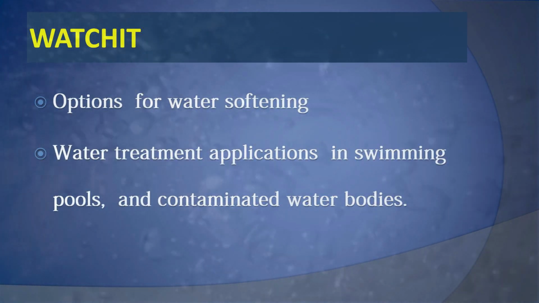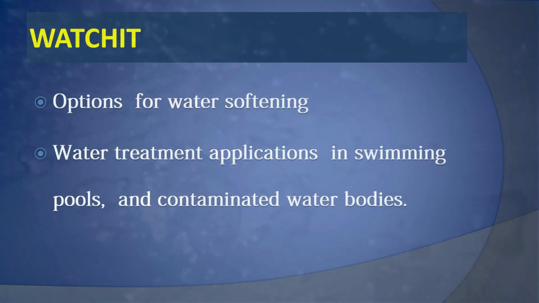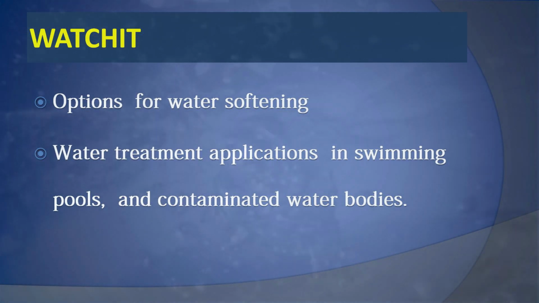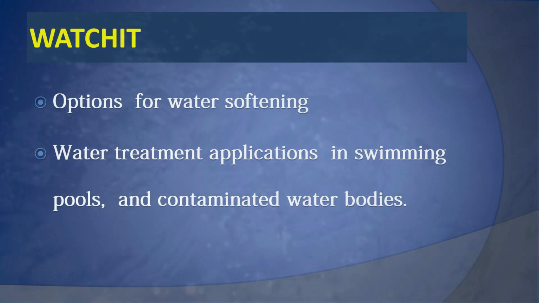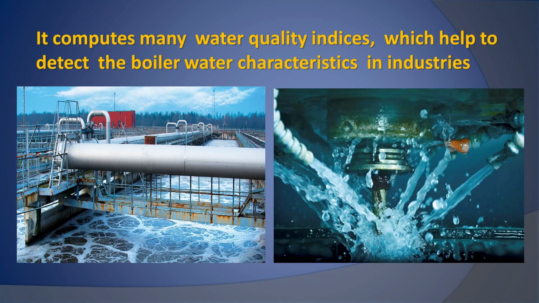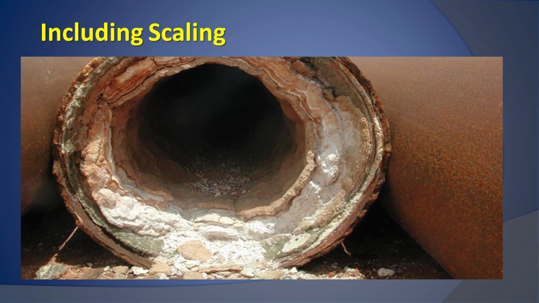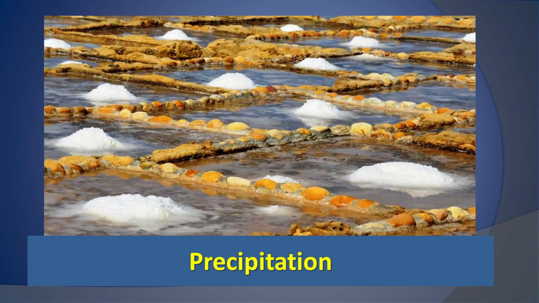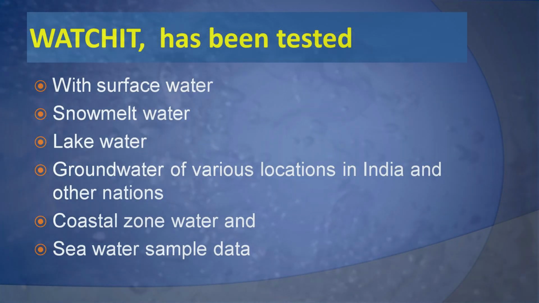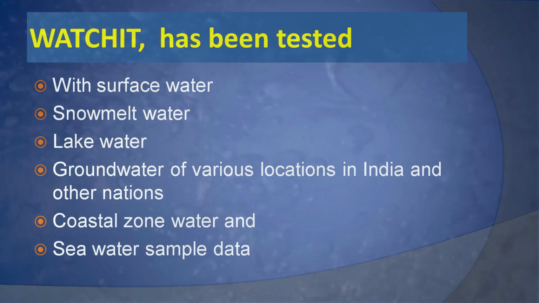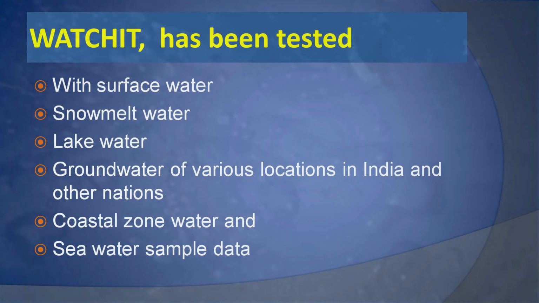This software also provides options for water softening and water treatment applications in swimming pools and contaminated water bodies. It computes many water quality indices, which help to detect the boiler water characteristics in industries, including scaling, precipitation and corrosion. Watchit has been tested with surface water, snowmelt water, lake water, groundwater of various locations in India and other nations, coastal zone water, and sea water sample data.